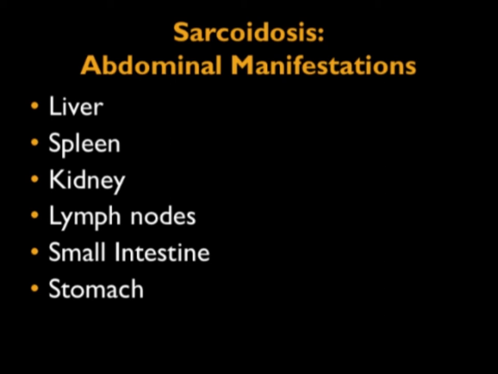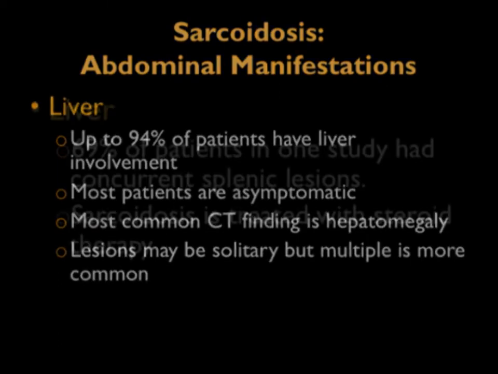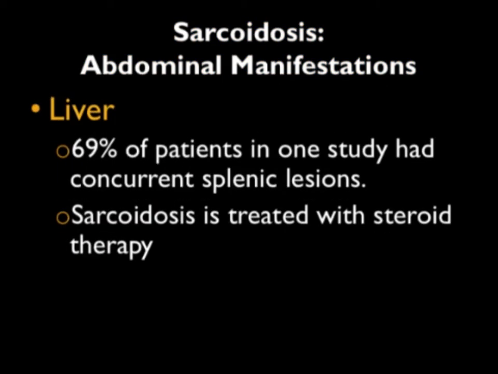If you look at sarcoid, it can involve the abdomen in many different ways, and in the liver, up to 90% plus of patients can have liver involvement, though the majority are going to be asymptomatic. And the most common finding is simply hepatomegaly. But lesions can be solitary, and multiple would be more common. It's also common to see concurrent lesions in the spleen. Remember, sarcoid, if you can make the diagnosis, you can easily treat the patient.